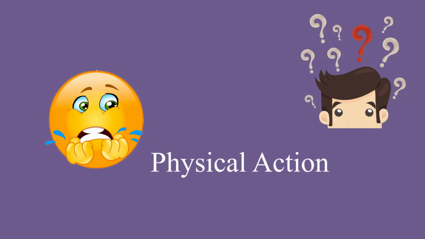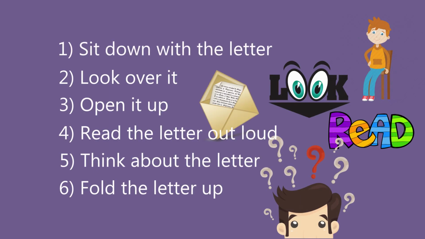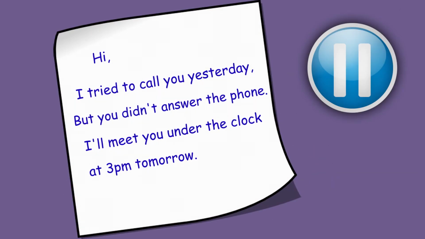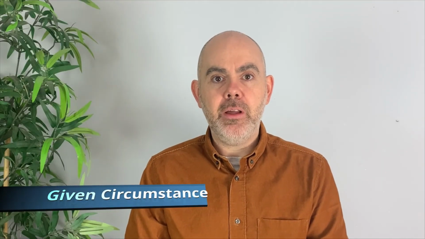Okay, this time let's practice our physical action again, but let's change the given circumstance. Now you have received a letter from someone you don't know, and the emotion is that you are nervous. Don't forget to follow all the steps of your physical action. Press pause on the video and practice your physical action. Good. Think about how that given circumstance and the emotion changed the scene.